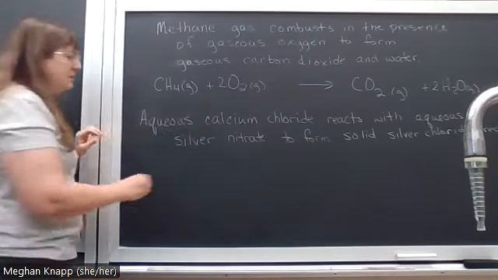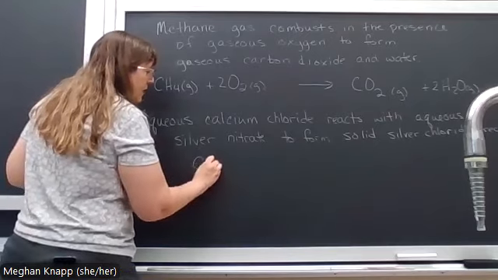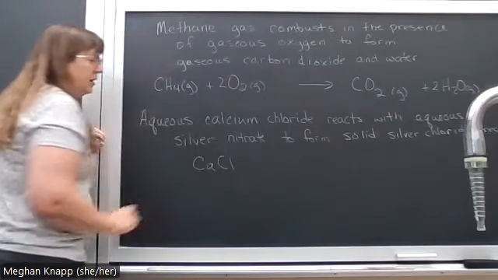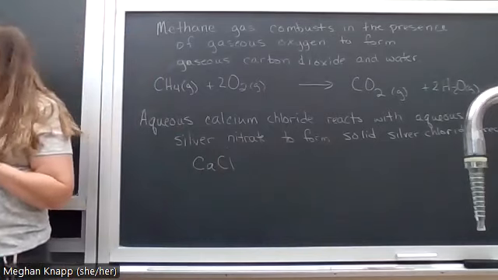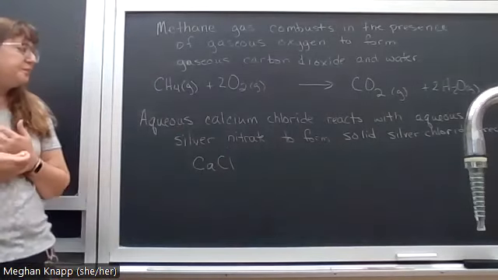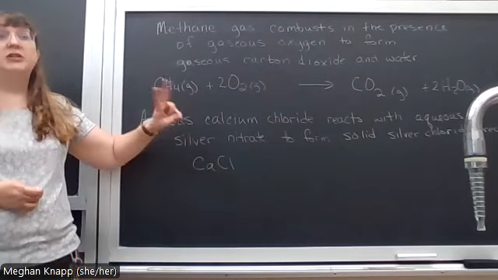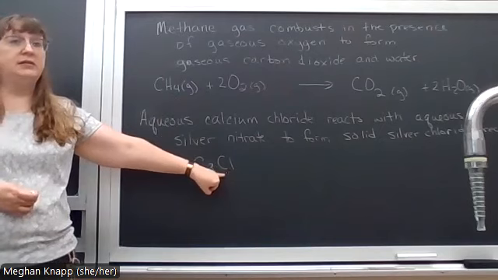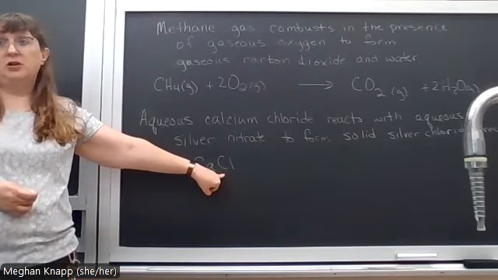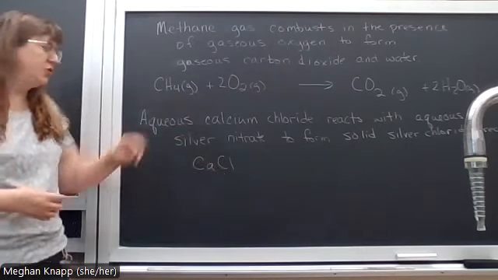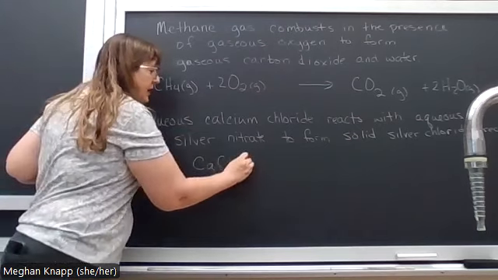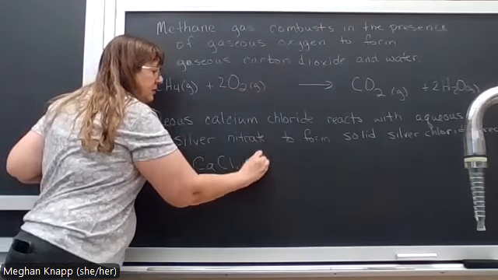We have calcium chloride, and so we might want to write CaCl, but we have to remember it has to be charge balanced, right? So calcium has what charge? +2, and chlorine is -1. So how many chlorines do I need? 2. So this is CaCl2, and it says it's aqueous.